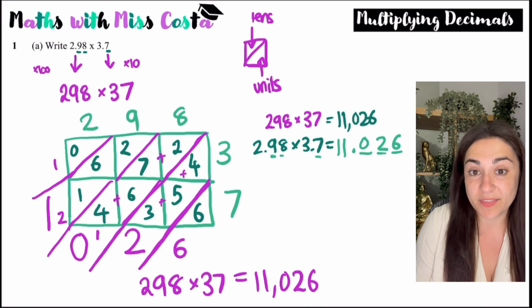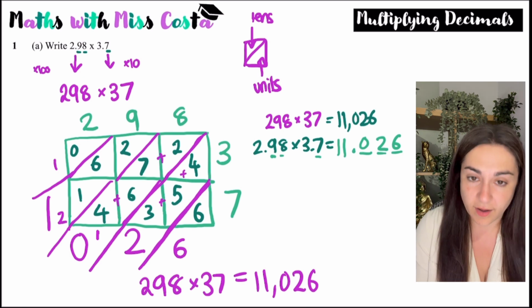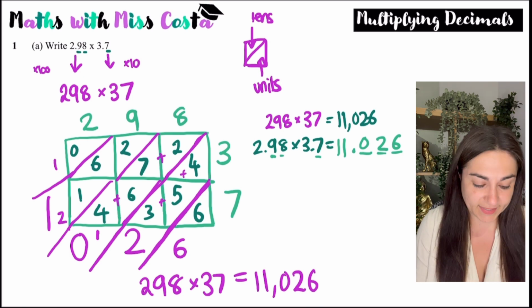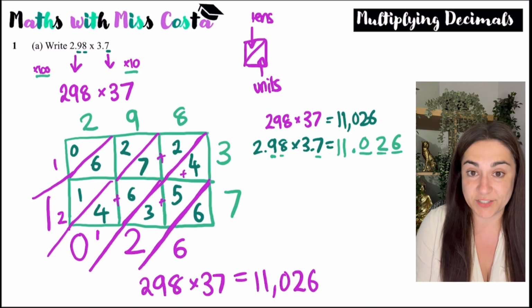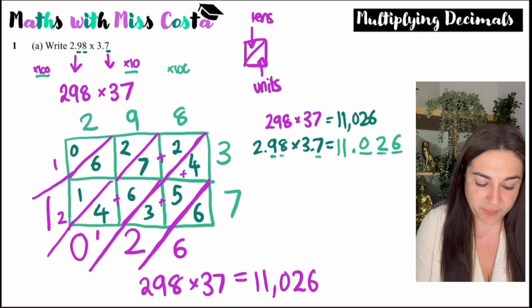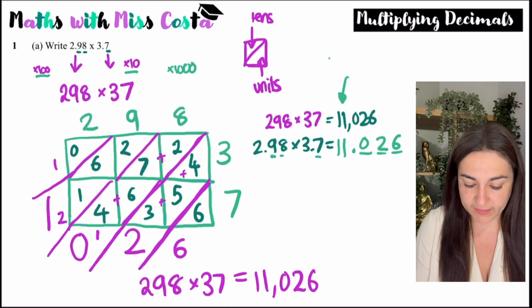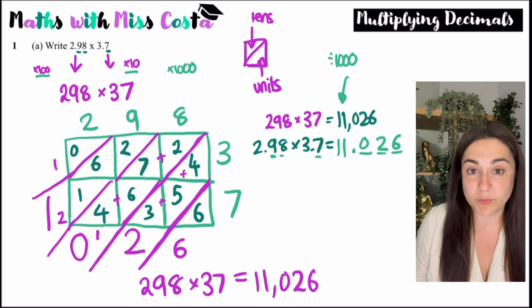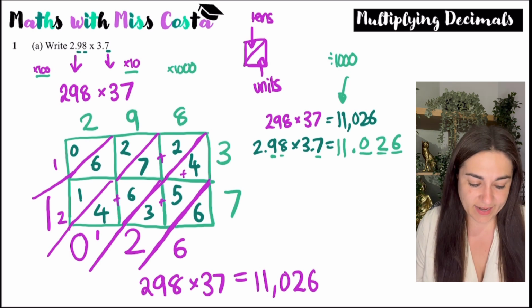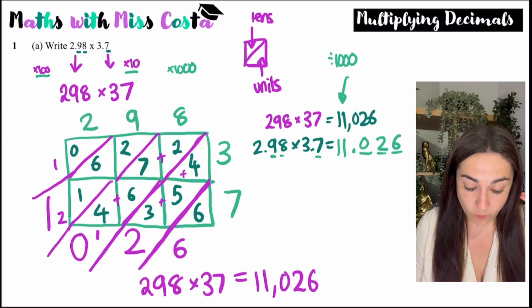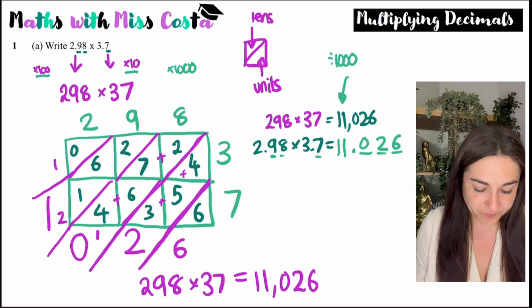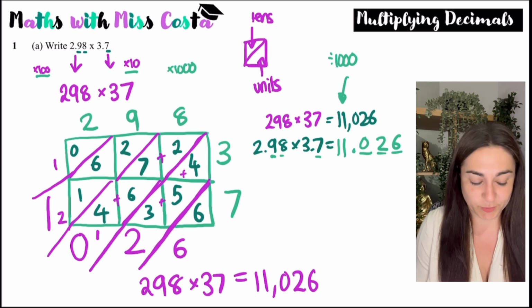11.026. The other method, which is like how we end up knowing to do this, is that if I've multiplied by 100 and then by 10 to turn this into integers, I've multiplied by 1,000 in total. So when I get my answer, I divide by 1,000. But either way, you choose whichever multiplication method you like, and then you either divide it by the powers of 10 that you multiplied by, or you count the decimal places. And that's how we do multiplying decimals.